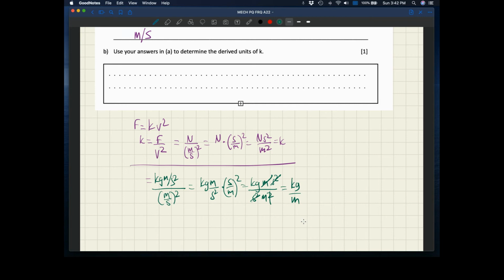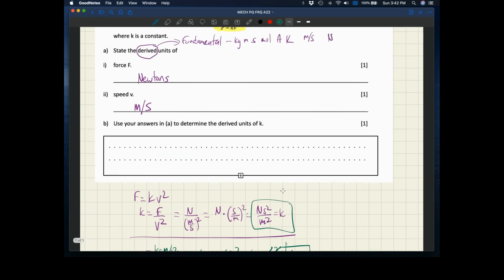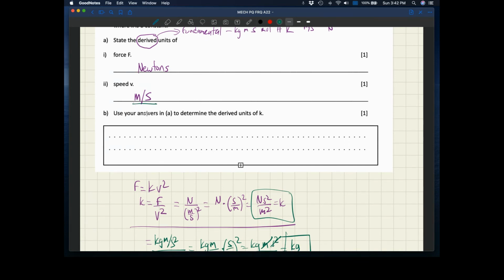And so this is the answer we are most looking for, and this is the answer in the fundamental. Now, I suppose one could argue that, well, just as meters per second is derived units, newtons is derived kilogram meters per second squared. So it means then that the question itself is ambiguous.